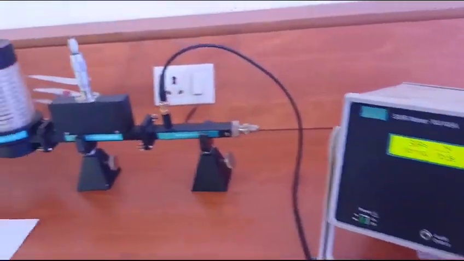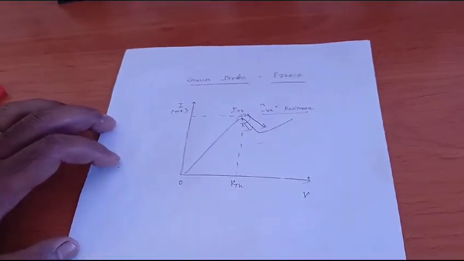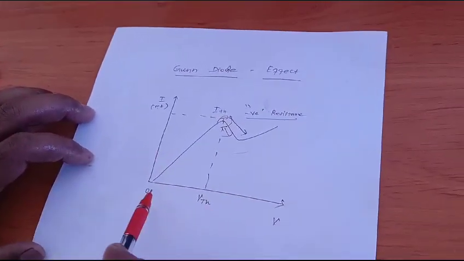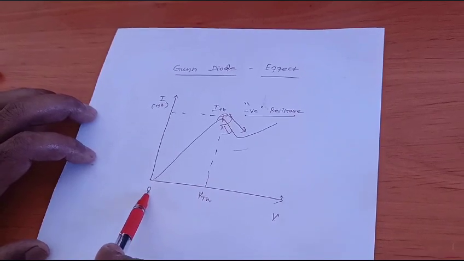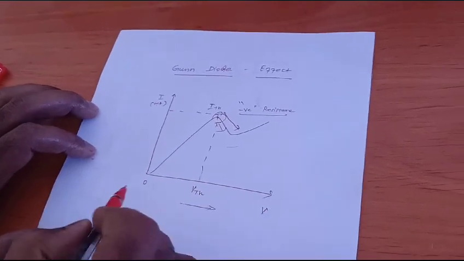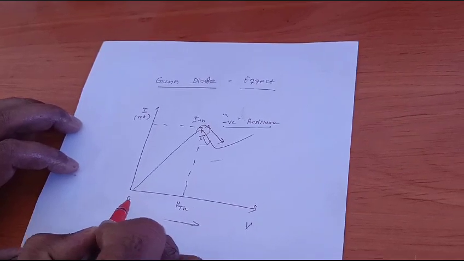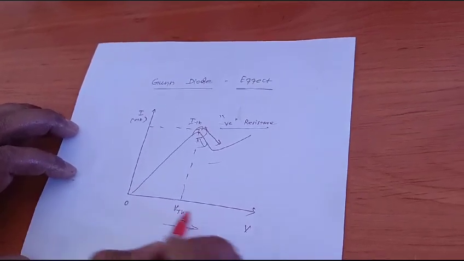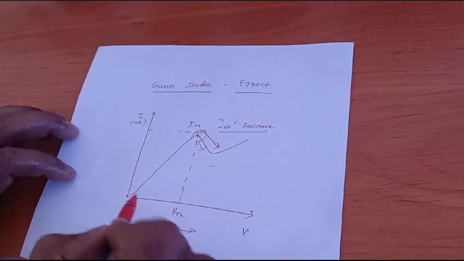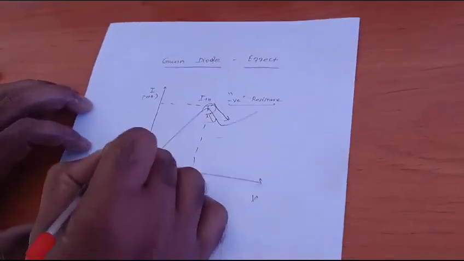Next, I am going to discuss what a Gunn effect actually is. This is the VI characteristics of the Gunn diode. When you change the voltage from minimum to maximum, from a lower to a higher value, if you keep varying the voltage, simultaneously the current also increases. So as the voltage increases, the current also increases.